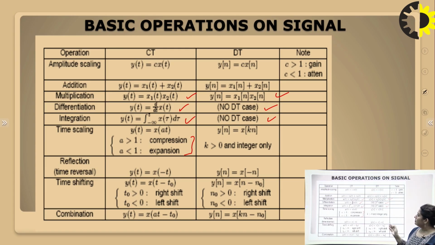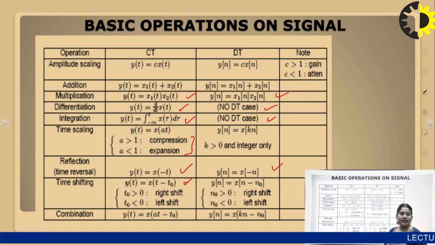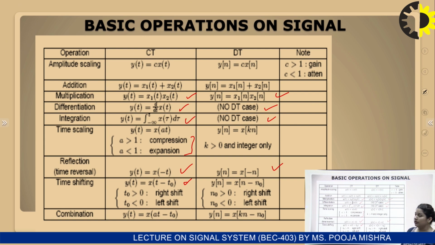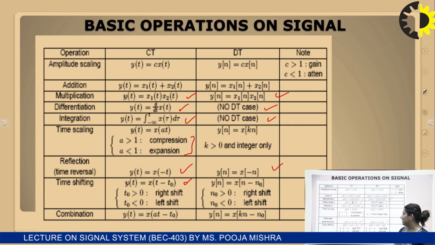Similarly, in the case of the discrete time signal, we have reflection, or time reversal, which we have earlier discussed in the even and odd signals: y(t) is equivalent to x(minus t), or y[n] is equivalent to x[minus n]. Shifting can be of two types, that is delayed or advanced. If t naught is positive, then it is called delayed. If t naught is negative, then it is called advanced. That means x(t plus t naught), and the signal will move to the left side. If it is delayed, it will be moved to the right side.